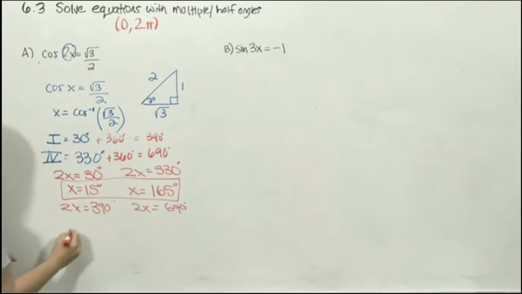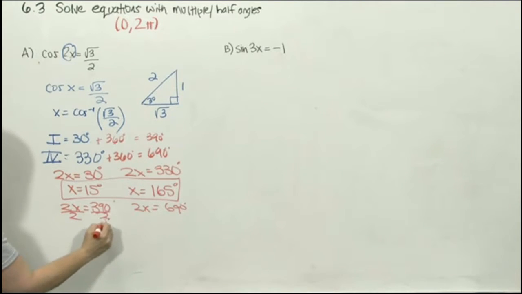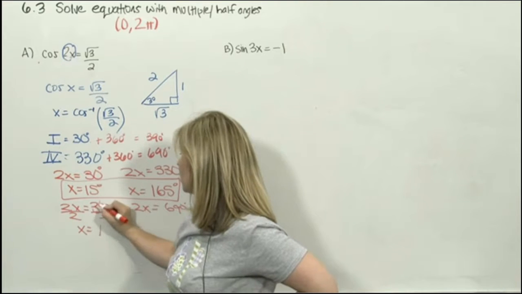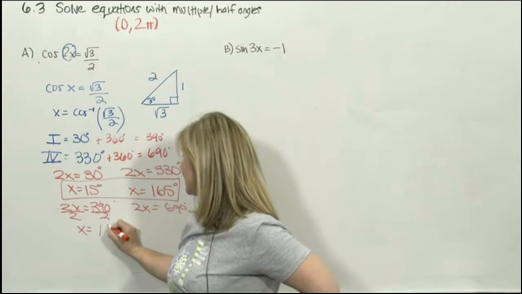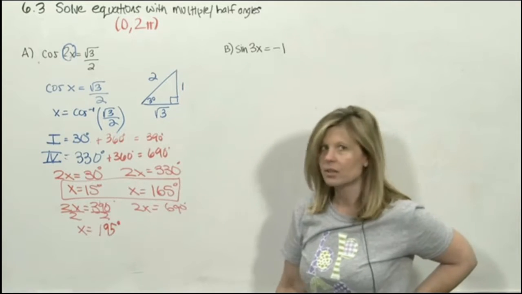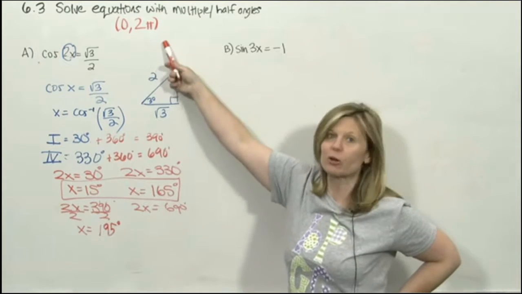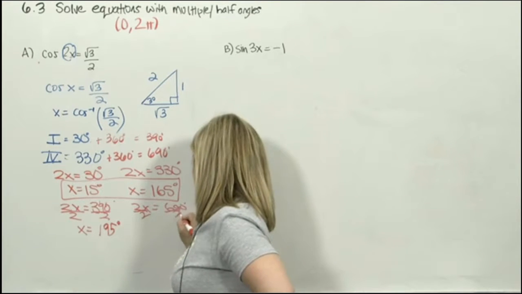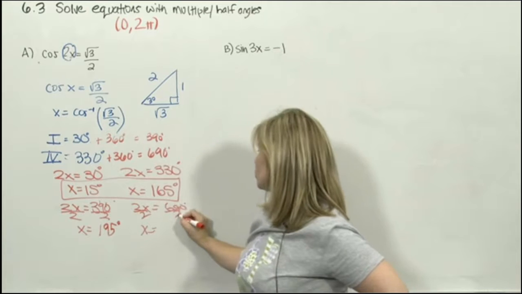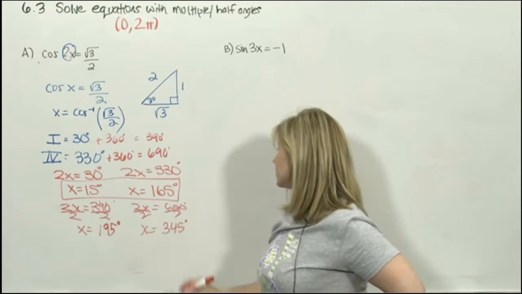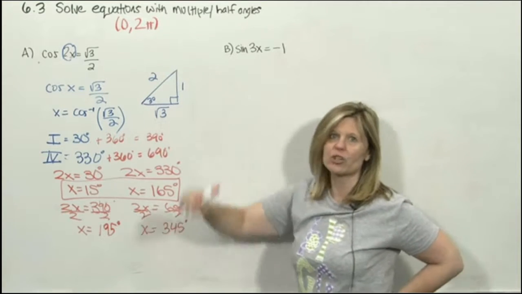And we solve this. So we divide by 2. And what is 390 divided by 2? Well, 2 goes into 3 once with 1 left over. 2 goes into 19, 9 times with 1 left over. That gives 195 degrees. Doesn't that fit in your restriction? If we divide 690 by 2, x equals 2 goes into 6 3 times, 2 goes into 90 45 times. Isn't this angle in our restriction?